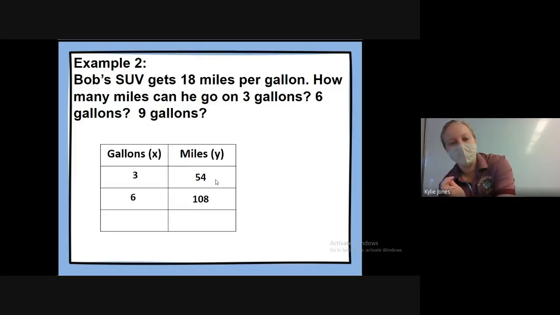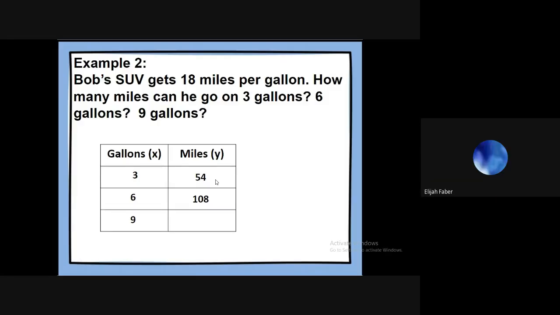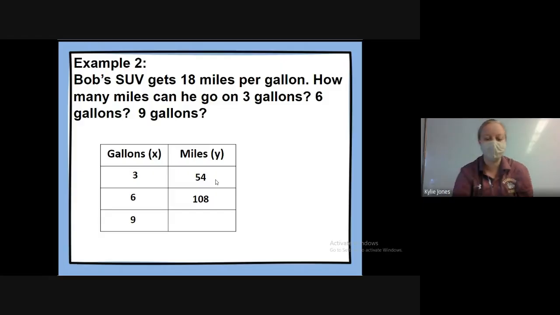The next one, if we buy 9 gallons, how far is Bob going to be able to drive? 162 miles. Yep, 162 miles. We took the number 9 gallons, multiplied it by 18 miles, and you get 162 miles. You see how we're just multiplying every time? It's gonna get a little bit harder. It might be multiply and then add, or multiply and then subtract sometimes.